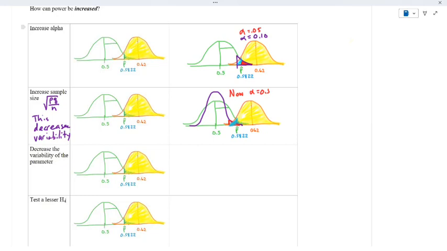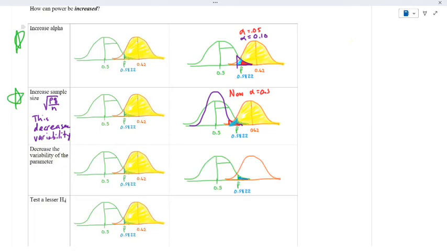So increase the alpha, increase the sample size. These are the two main ones. I'll put a star by them. This one and this one. These are the two main ones. But there are two other ways it could happen.